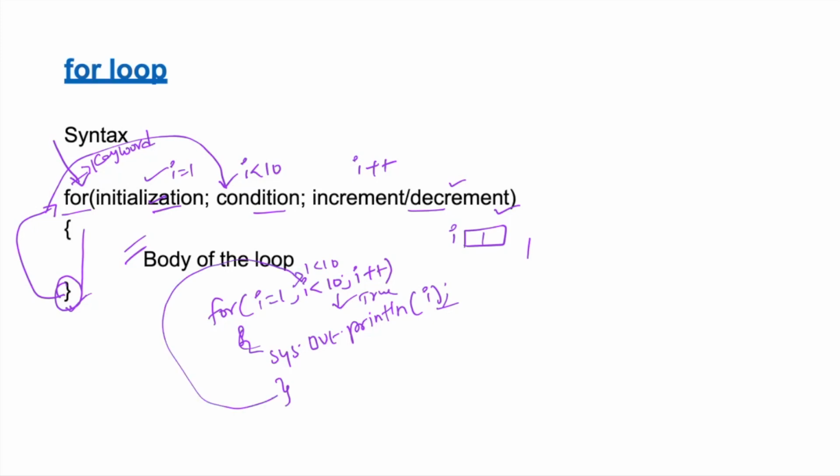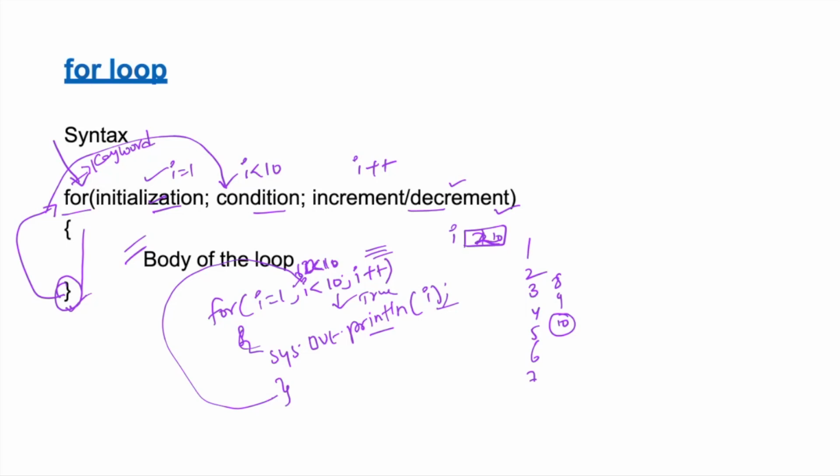Before going to the second iteration, this increment statement will be executed. So the I value will be changed from 1 to 2. With 2 less than 10, it will come here, and it will print the 2 value. Similarly, 3, 4, 5, 6, 7, 8, 9 will be printed. When the value comes to 10, the I value will become 10 and it will come here. 10 less than 10 condition fails, so it will print only 1 to 9.